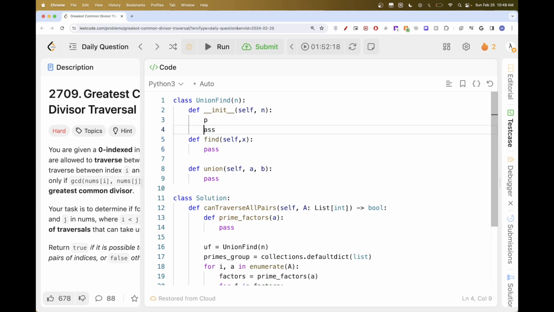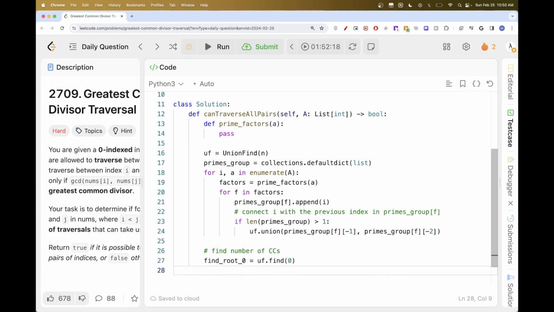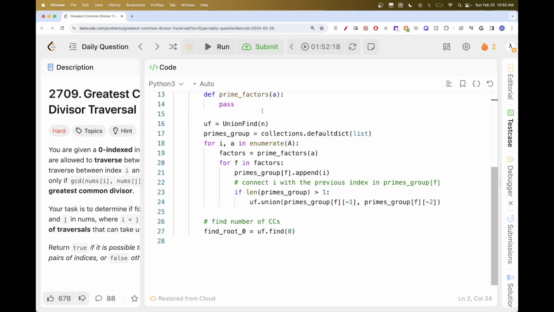Okay, so now what do we do? Now we need to find if we have the number of connected components. Okay, so how do we do that? Well, we now know we return true only if all the numbers are connected, if all the indices are connected. So let's find just the index of the root, basically of index 0. How do we do that? Well, we can just use our union find and say find the root for index 0. Because remember, our union find is constructed of the elements, the nodes are the indices of the array.